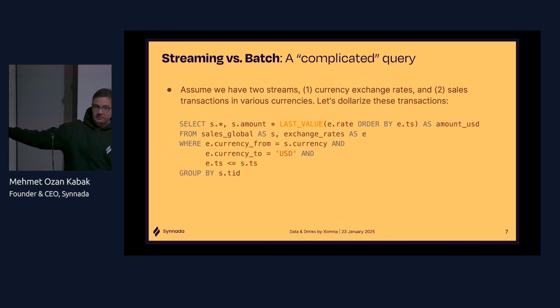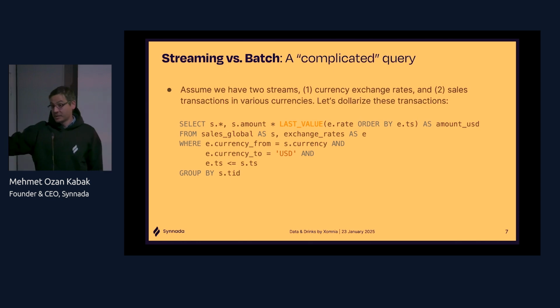This is a query that semantically does the job. For every transaction, you will look at the exchange rates that belong to the past. You cannot use a future exchange rate to dollarize a transaction. And you take the most recent one, right? But if you copy and paste this into Spark, it will not run. It will give you an error.